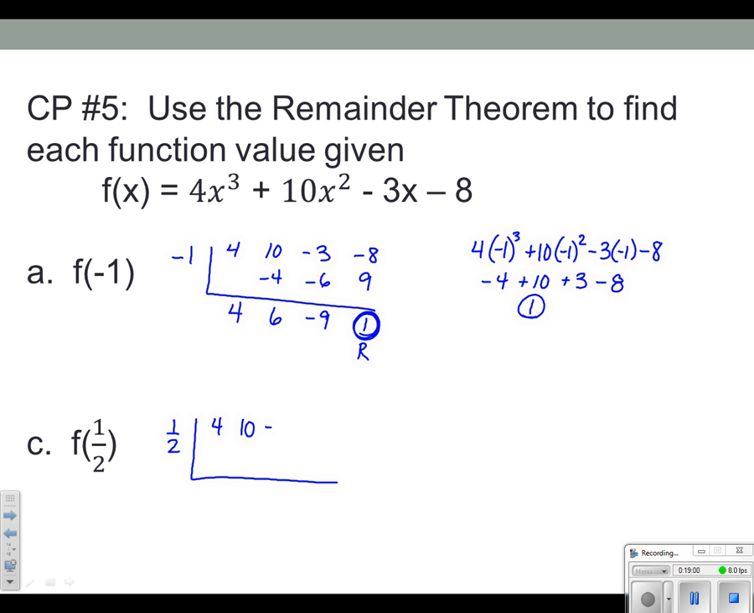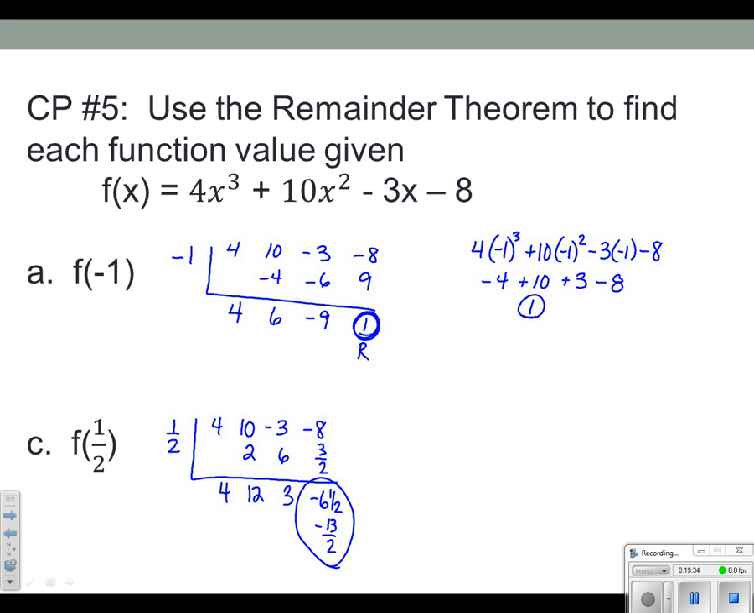None of them in this one get too bad. Same process, drop the 4. Now 1/2 times 4 is 2, combine. 1/2 times 12 is 6, combine. 1/2 times 3 is 3/2. Now -8 combined with a +3/2 is a -6.5, or a -13/2, whichever you want to write it as. Okay, so there's our remainder.